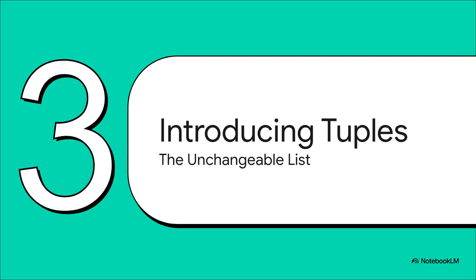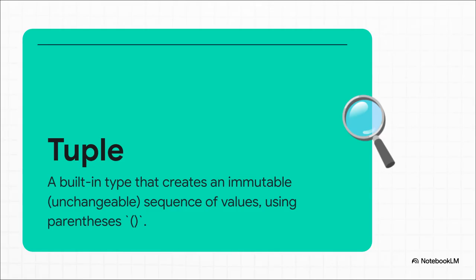Okay, so we've got a handle on the flexible, changeable list. Now it's time to meet its close relative, the tuple. It looks and acts a lot like a list, but it has one critical, game-changing difference. Tuples are made with parentheses instead of square brackets, but here's the main thing. They are immutable. That means once you create a tuple, its contents are locked in. You cannot add, you cannot remove, and you cannot change any of the elements inside it, ever.